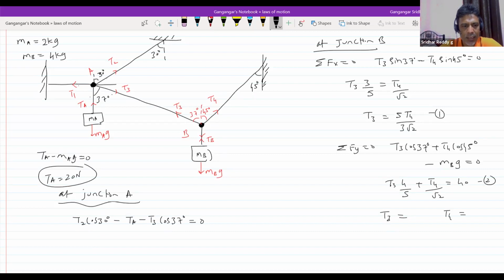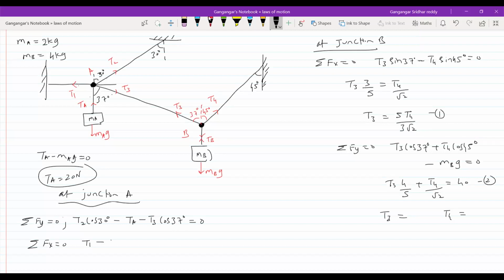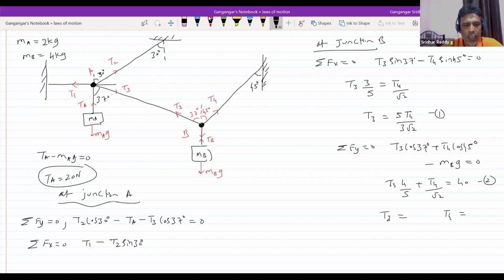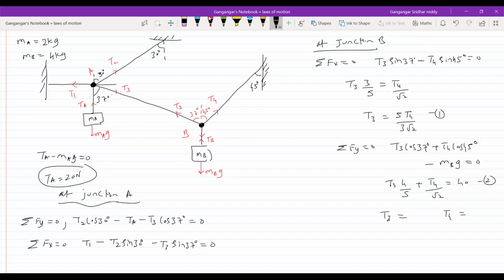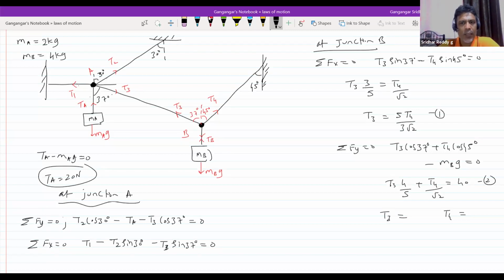Then along x-axis, net force: T1 minus T2 sine 30 minus T3 sine 37. We know the value of T3, substitute that, and you'll get T2. Similarly, T3 value you know from equations 1 and 2, substitute here, and you know T2 from this, so we'll get T1. There is one number of ropes, no? There's a basic condition for equilibrium.